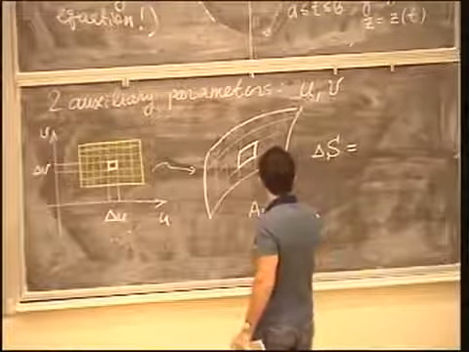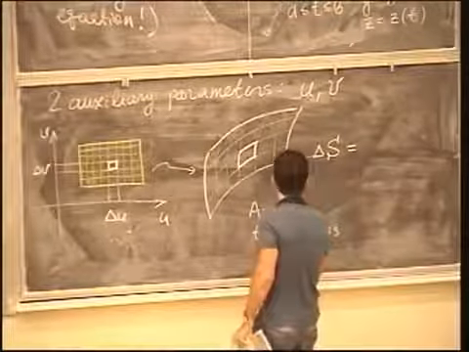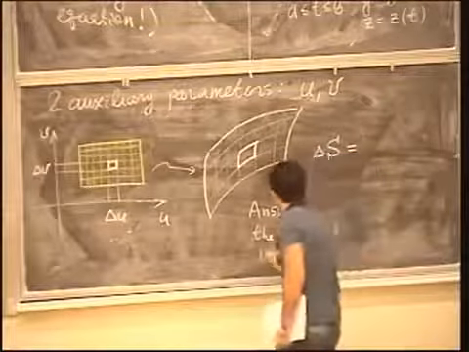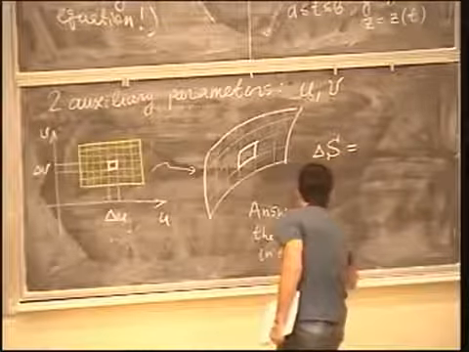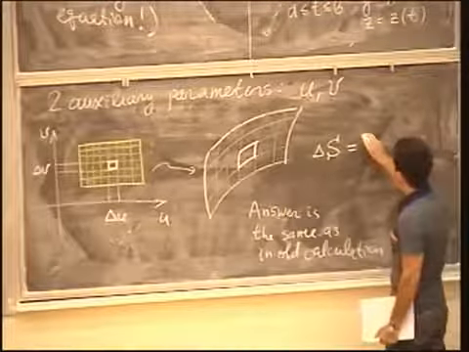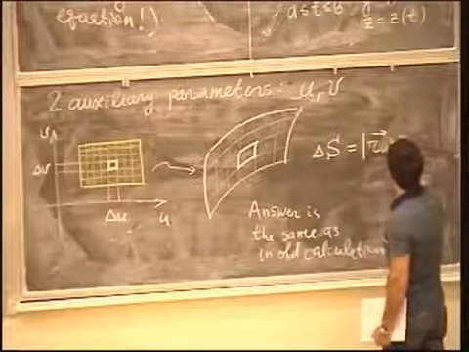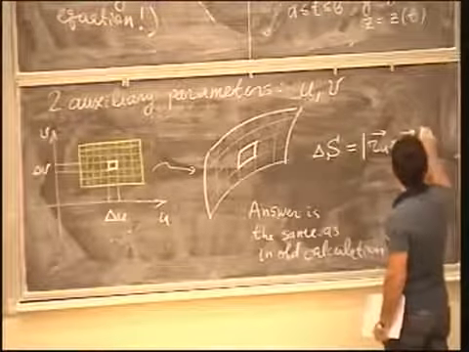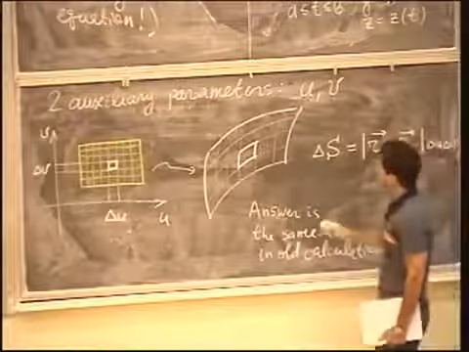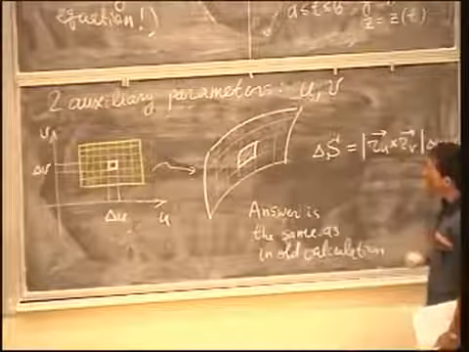The answer is the same as before, as in the old calculation for double integrals, as in all calculations, so you can review that if you like. Just to save time, I'll give you the answer: this is the absolute value of Ru cross Rv, delta u delta v. This is the area of this little piece. So that's the formula.